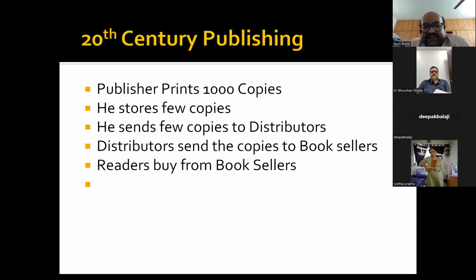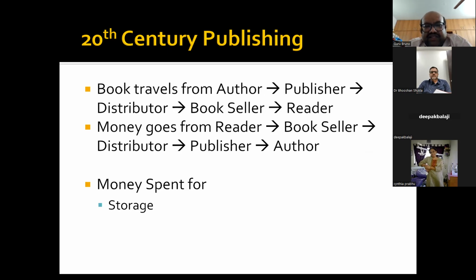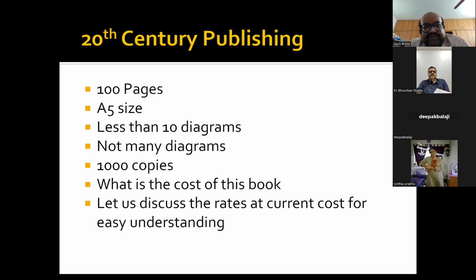Okay, this essentially was happening for the past 100 years. Now we will see what has changed. In the earlier model, the book was traveling step by step: from the author it goes to the publisher, from the publisher to the distributor, from the distributor to the bookseller, from the bookseller to the reader. And the money goes the other way. The money goes from the reader to the bookseller, bookseller to distributor, distributor to publisher, and publisher to the author. The money is also spent for storing and logistics.